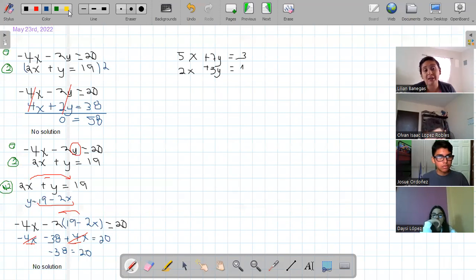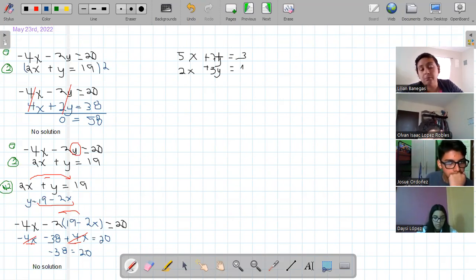Sometimes it's a little bit harder to find it. Like in the previous one, it was easy. We wanted to eliminate the x, and we have a 2x and negative 4x, so multiply by 2. They already have different signs. In this case, it is not that easy. So I need to find the LCM, the least common multiple, okay? The least common multiple is the smallest number that can be divided by 5 and by 2, or by 7 and by 3. So let's pick first a variable that we want to eliminate, x or y. Come on, we only have a couple of minutes. So what variable are we going to eliminate, the x or the y?